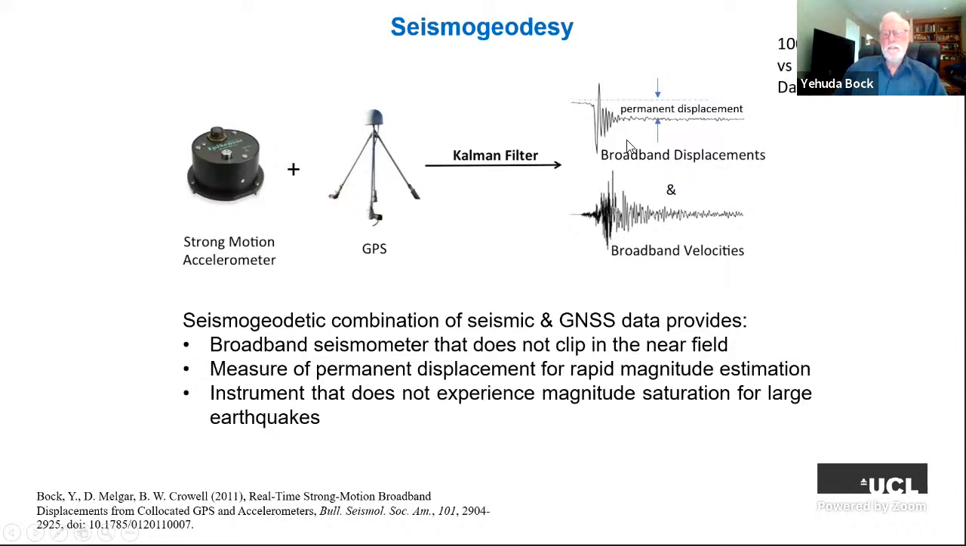And the measurement of the permanent displacement is really important for rapid magnitude estimation, which is for things like early warning, like tsunami early warning. But what's more important is that seismic instruments, because of their nature, exhibit what's called magnitude saturation. What that means is that for large earthquakes, using just a seismic instrument, you will underestimate the magnitude once you get up to the higher magnitudes. Anything over a magnitude 7.8 and above, you won't be able to distinguish from a magnitude 9, which is of course very important to know. And with the GNSS, it doesn't experience this magnitude saturation. There are a lot of benefits from combining the two types of instruments, and we've done quite a bit of research in that area.